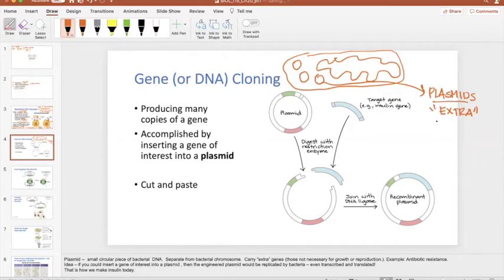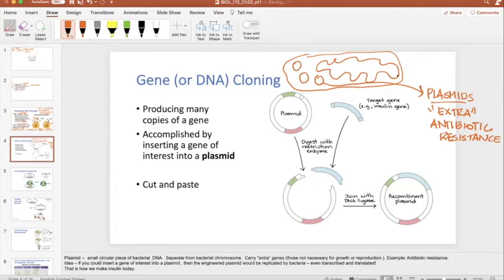One great example of a gene that you find on the plasmid of bacteria is one for antibiotic resistance. So antibiotic resistance isn't necessary for the normal functioning of a bacterium, but it sure is a nice thing if you're a bacteria to have this gene because it makes you able to live in environments where there might be antibiotics.